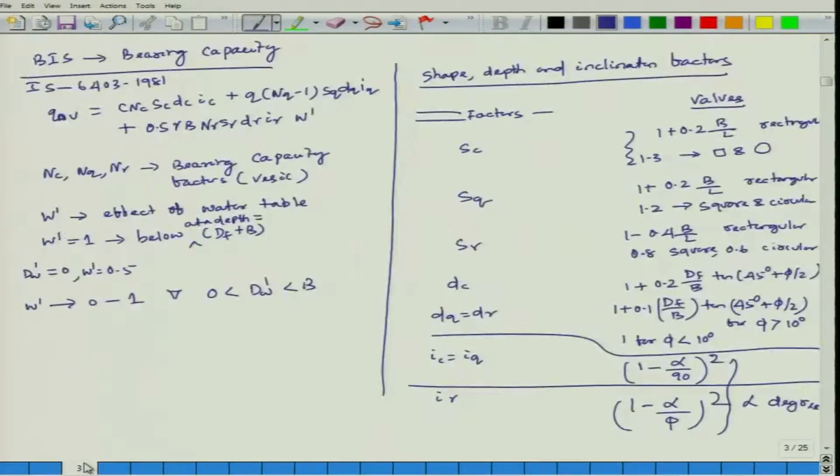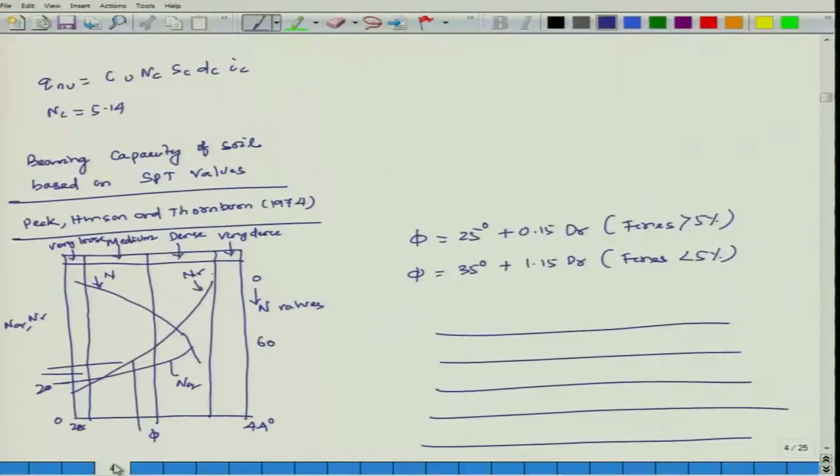Then the Bureau of Indian Standards codal provision: what is the bearing capacity? The Bureau of Indian Standards provided separate shape, depth and inclination factors. They have also given water table corrections. Then the bearing capacity of soil based on standard penetration values.